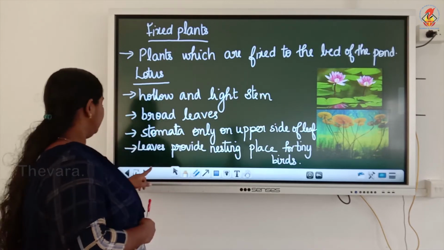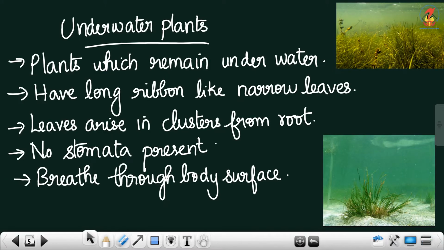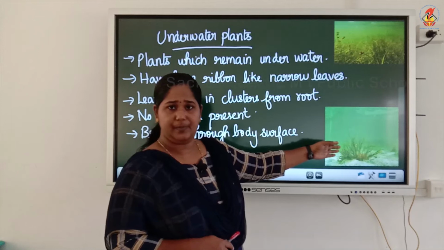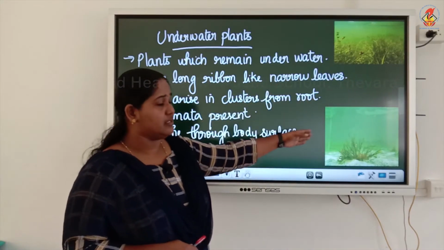Next one is underwater plants. Underwater plants remain completely underwater. They cannot be seen outside. They will be fixed to the water bed. The leaves are long, ribbon-like, narrow leaves. See, you can see it from the picture. Pondweed and tape grass is shown. That is pondweed, this is tape grass.